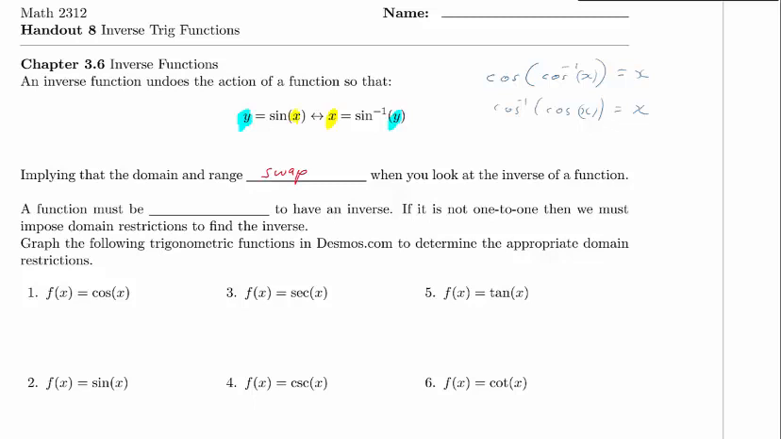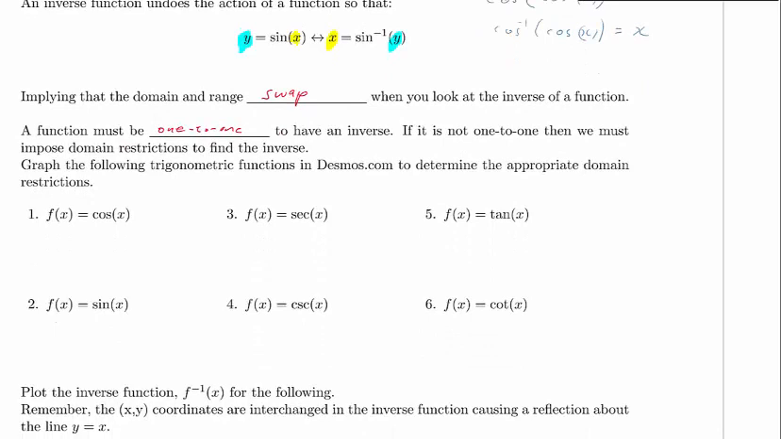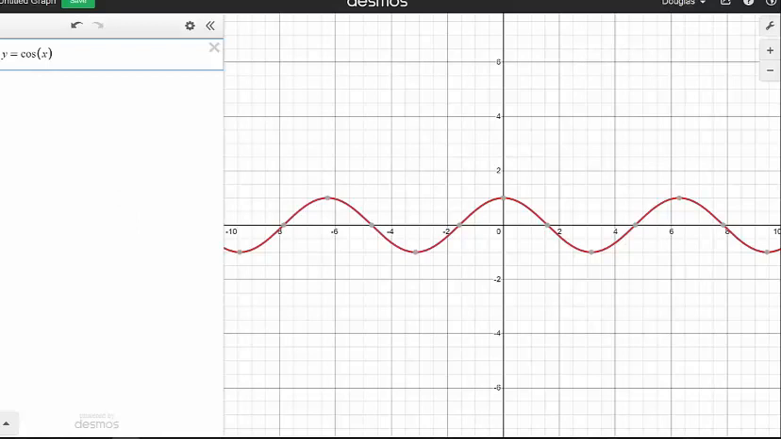A function must be one-to-one to have an inverse. If it is not one-to-one, then we must impose domain restrictions to find the inverse. So what we're going to do here is just graph each of these trig functions, and we're going to look at what would be an appropriate domain restriction in each case.